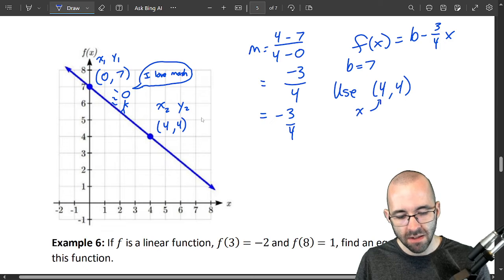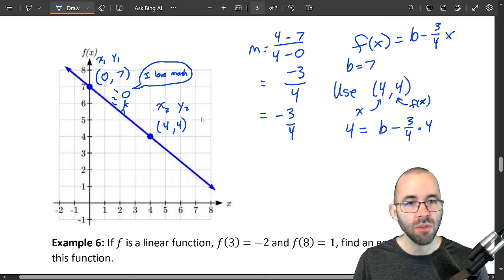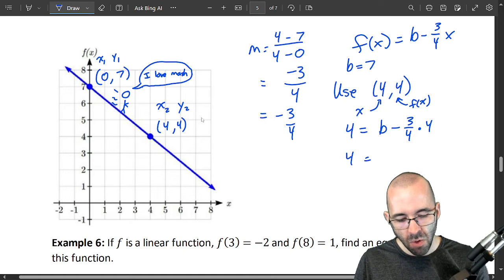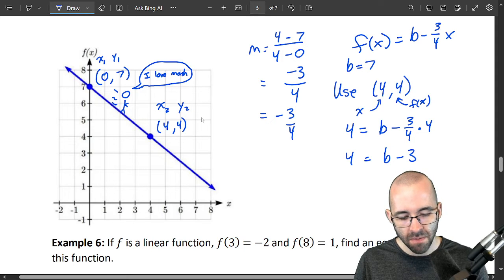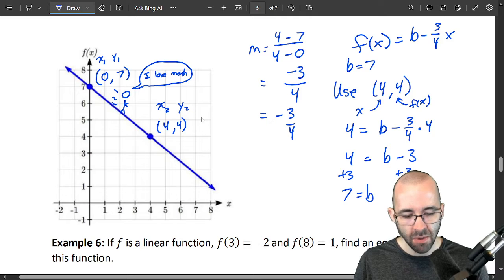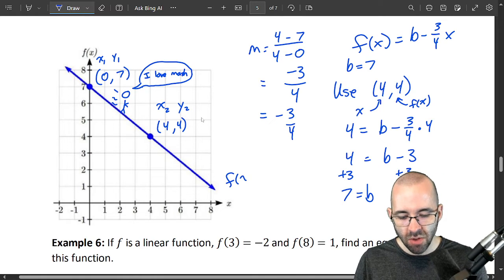This can be our x, and this can be our function value at that x. If f of x is 4, we get b minus 3/4 times x, which is also 4. So 4 is equal to b minus 3/4 of 4, which is 3. Add 3 to both sides, and look here, we got the same b value we found before. Our final answer is going to be f of x is equal to b, which is 7, minus 3/4 x.